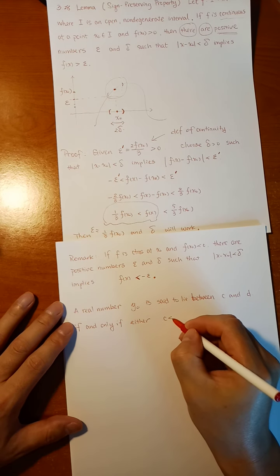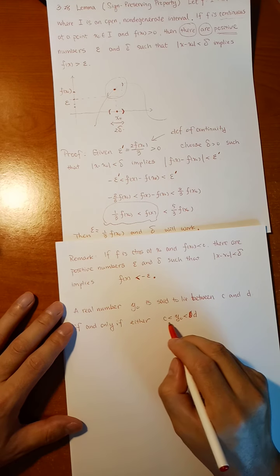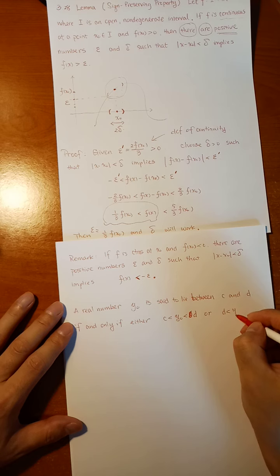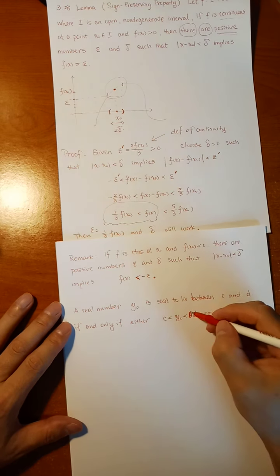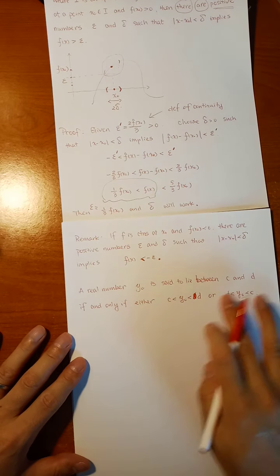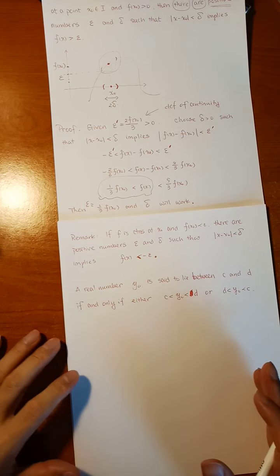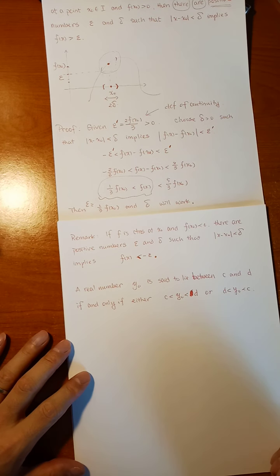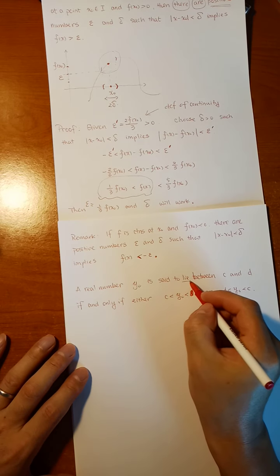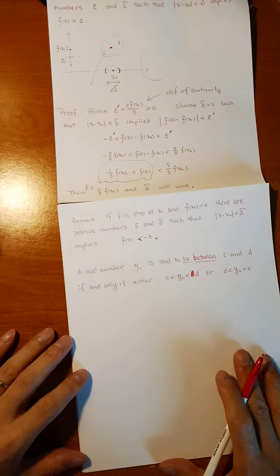So either, oops, sorry, it's not delta, it's D. Either C is less than y0 less than D, or D is less than y0 less than C. Those two cases correspond to the two possible relations between C and D. Okay, either this case or that case. That's just terminology, what we mean by lying between two other numbers.